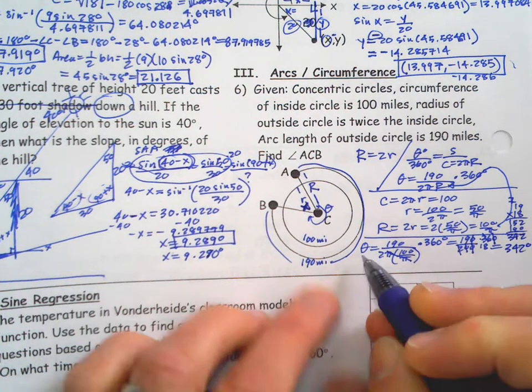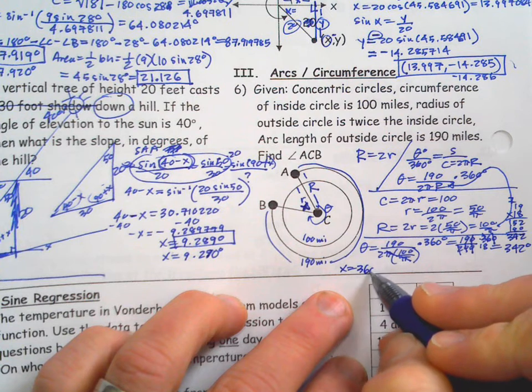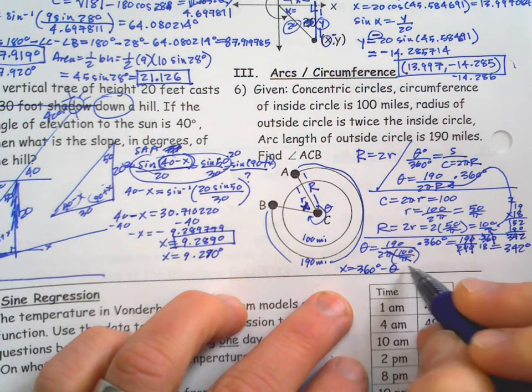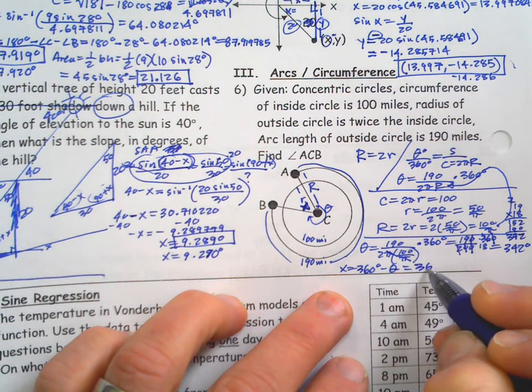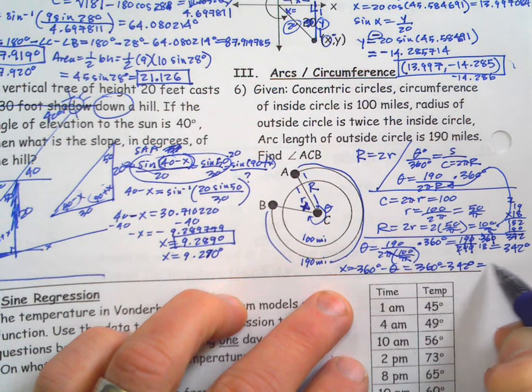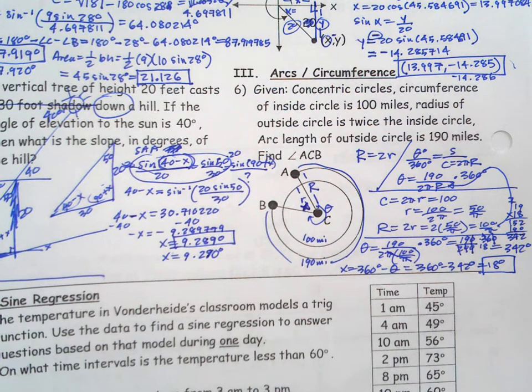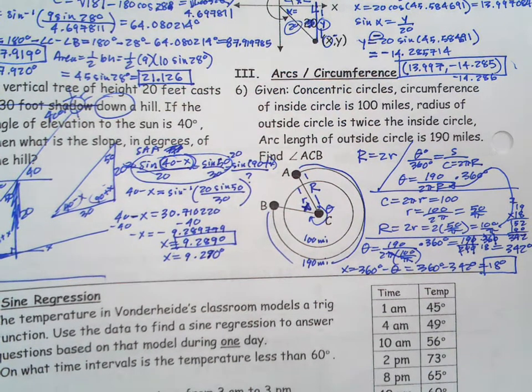That's theta, but I want x. So x equals 360 degrees minus theta. So 360 degrees minus 342 is 18 degrees. That is our answer. Sure, you could use a calculator to help you with any of those calculations, but the answer came out pretty nice.